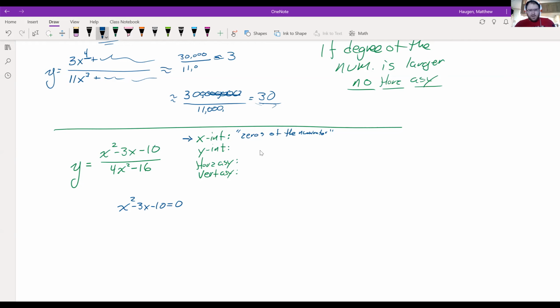Both of those factor fairly nicely too. Well, that's because I'm a good guy today. How nice of you. So yeah, it's nice when these factor. We're going to get what? x minus 5 and x plus 2 equals 0. So our solutions are going to be x equals 5 and x equals negative 2. So what does it look like our x-intercepts are? 5, 0 and negative 2, 0.